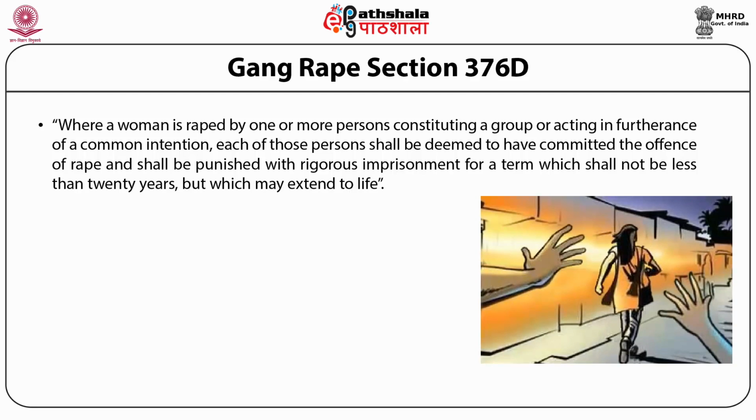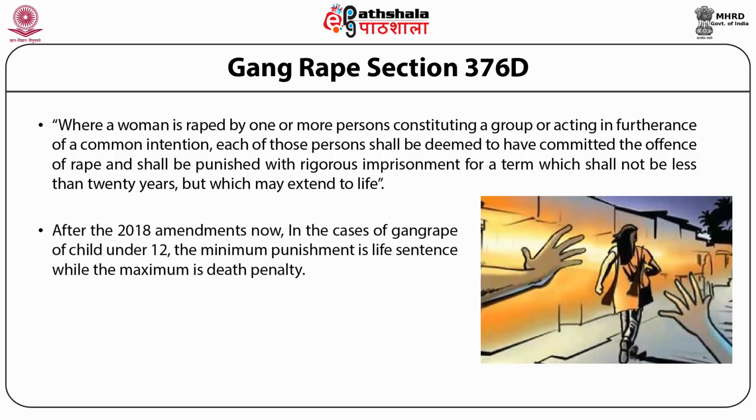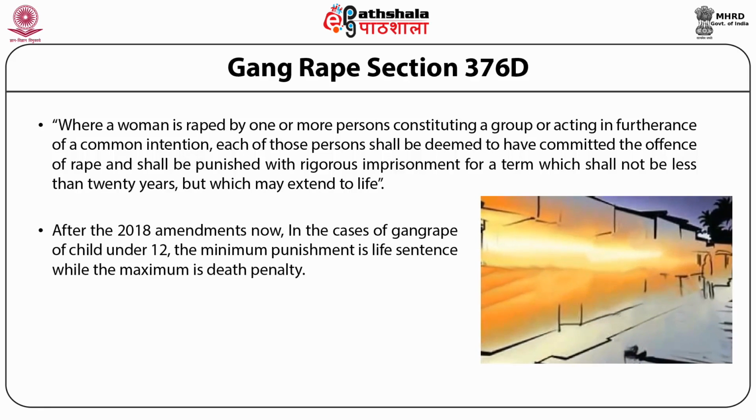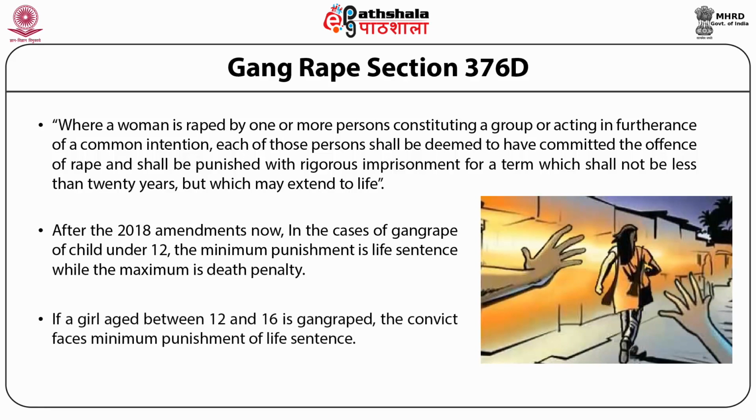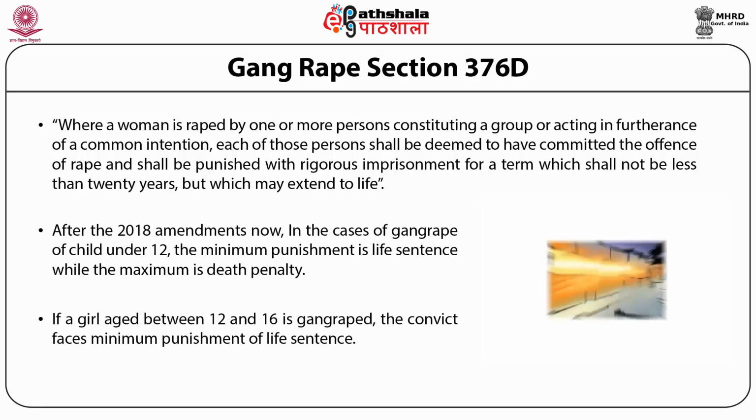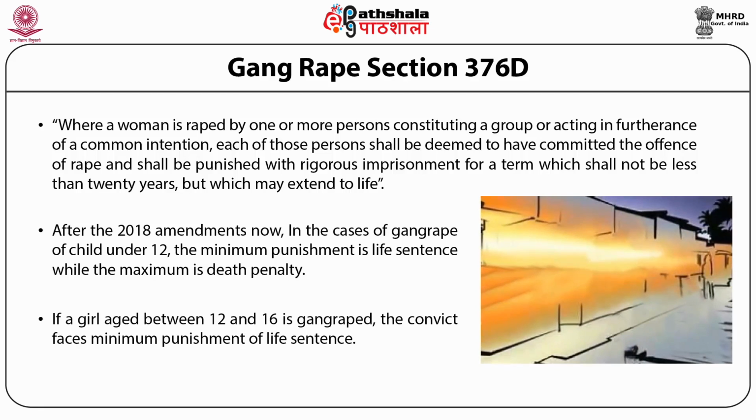After the 2018 amendments now, in the cases of gang rape of a child below 12 years of age, the minimum punishment is life sentence while the maximum is death penalty. If a girl is aged between 12 and 16 and she is gang raped, then the convict faces a minimum punishment of life sentence.